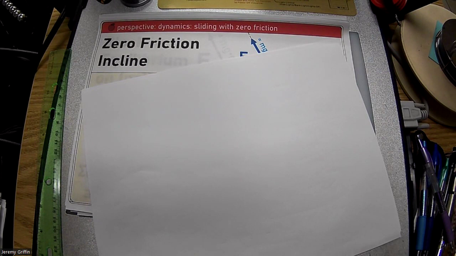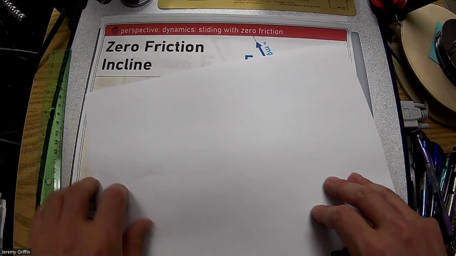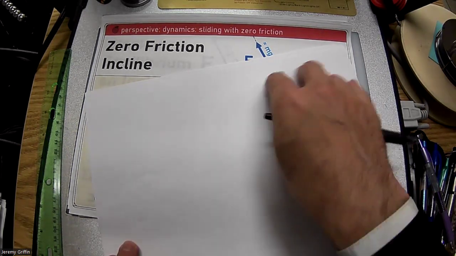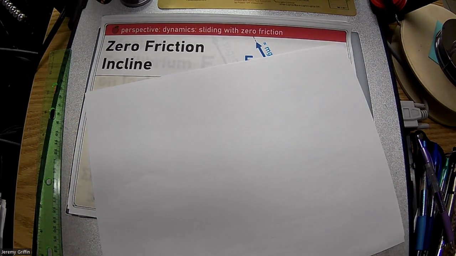Block on an incline time. Look at this title: zero friction incline. Hey guys, if there's zero friction, there's no coefficient of friction, right? Because the coefficient of friction would just be zero. Okay? What I want to know, you guys know what I've got covered up. The picture is a block on an incline, right?